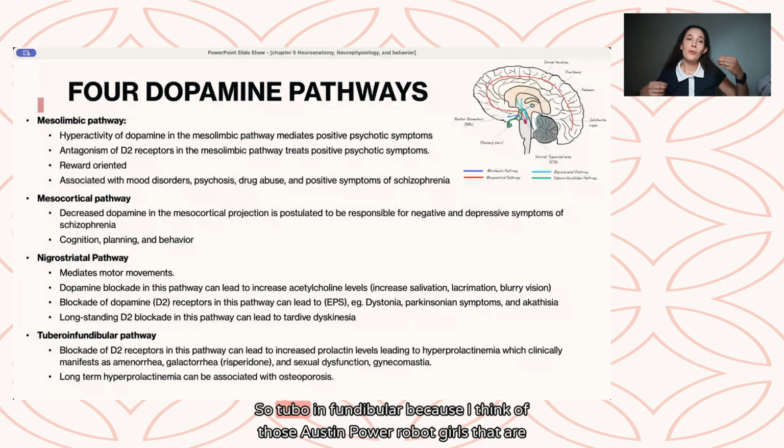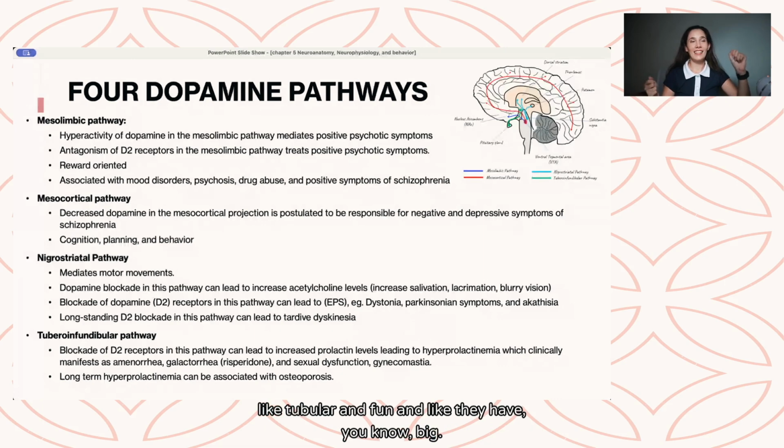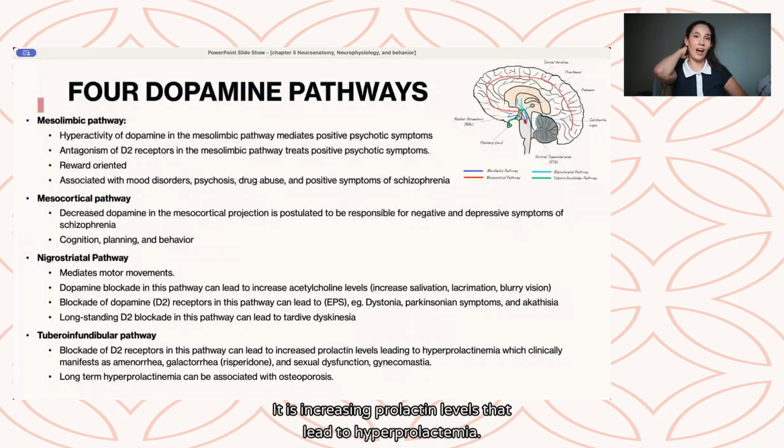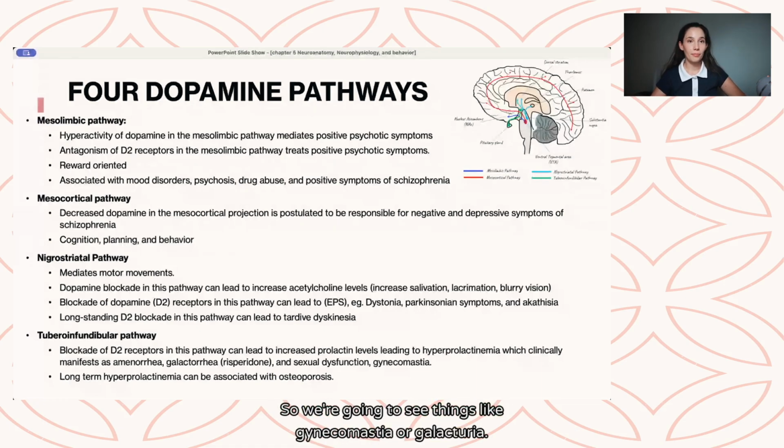So tuboinfundibular, because I think of those Austin Powers robot girls that are tubular and fun and have, you know, big chest area. That's how I remember the side effects for this one. It is increasing prolactin levels that lead to hyperprolactinemia. So we're going to see things like gynecomastia or galactorrhea. And then we might see things like sexual dysfunction. So that is how I remember those.